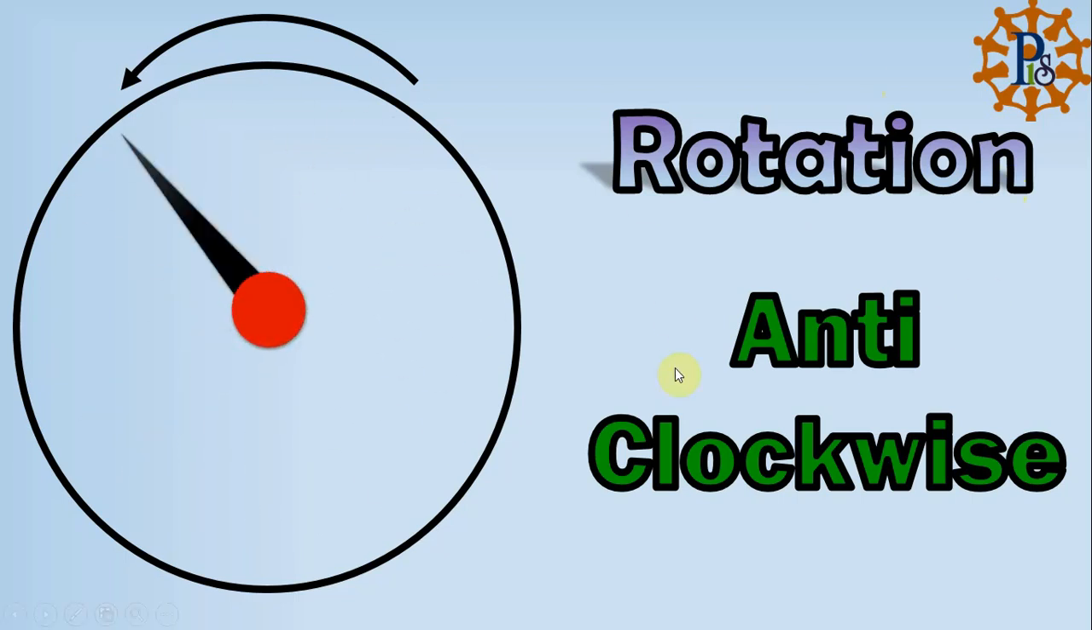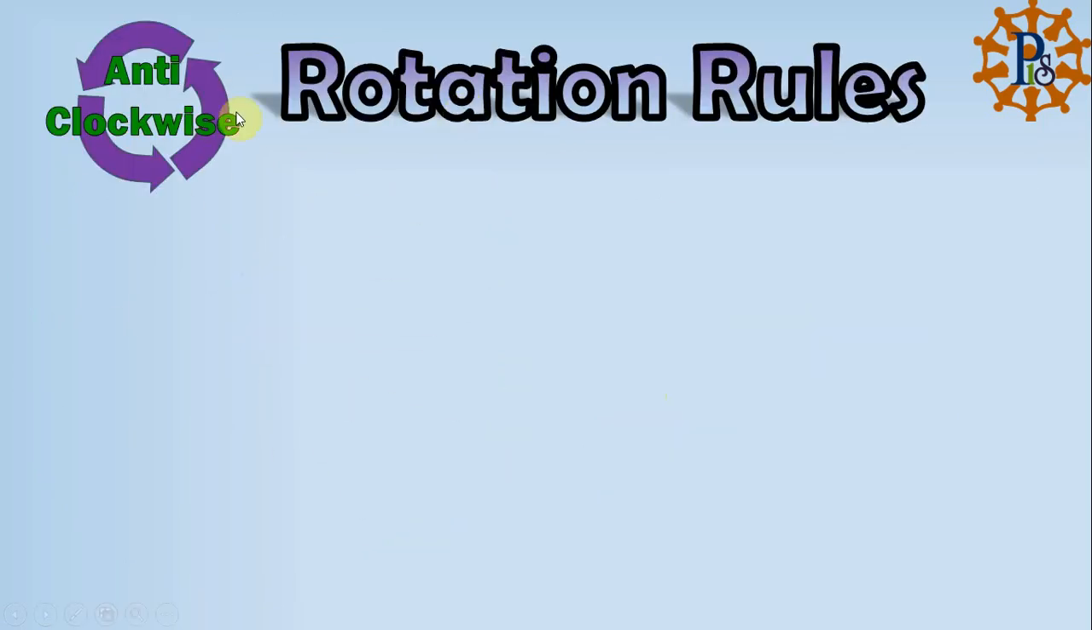For anti-clockwise, when you see anti-clockwise, the angle will be positive. If it's clockwise, the angle will be negative. We have some rules for rotation. You will see them like this. Rotation rules, and I will start with anti-clockwise.